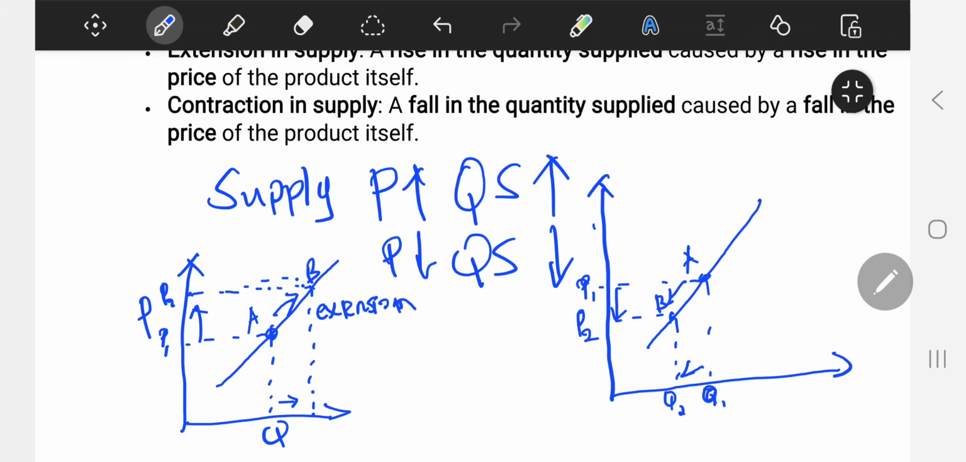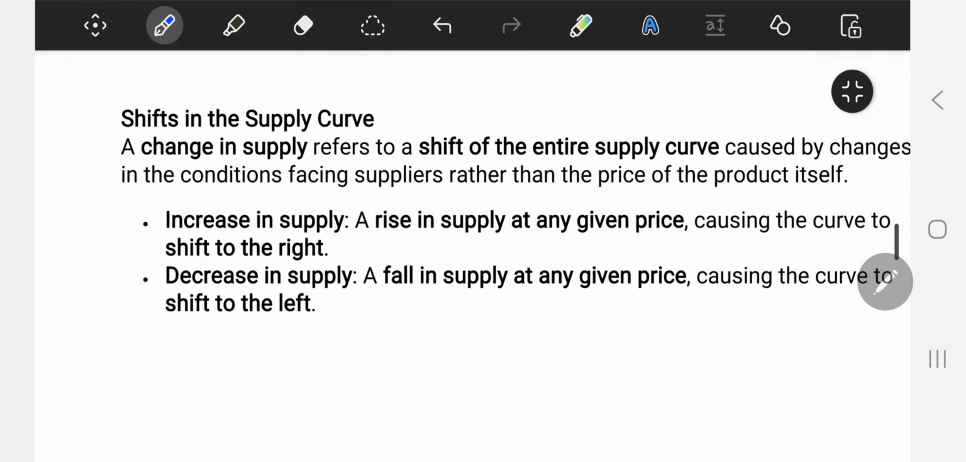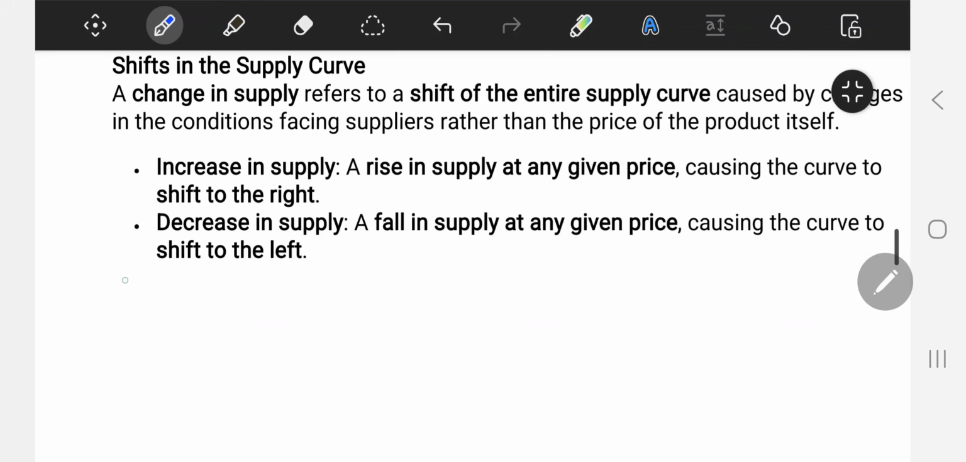All right, now any other factor that you're going to look at from now on is going to cause what is called an increase in supply. So the supply curve is going to shift either to the right or to the left, and this is what is called a shift in supply. So I'm just going to draw here a shift in supply to show increased supply.